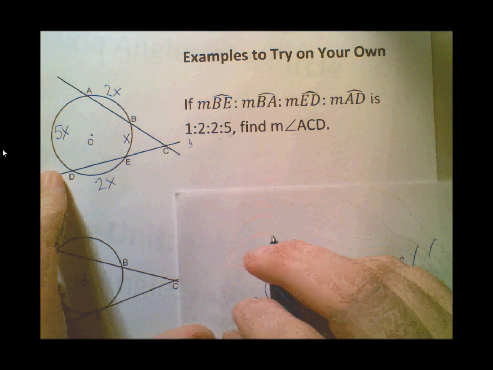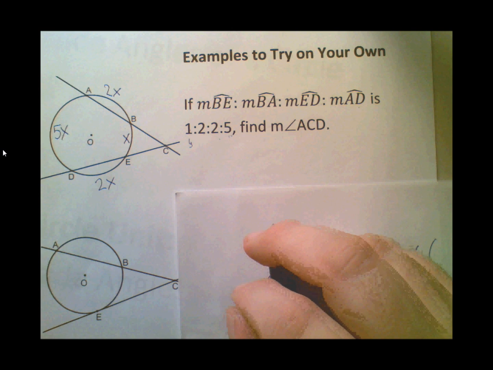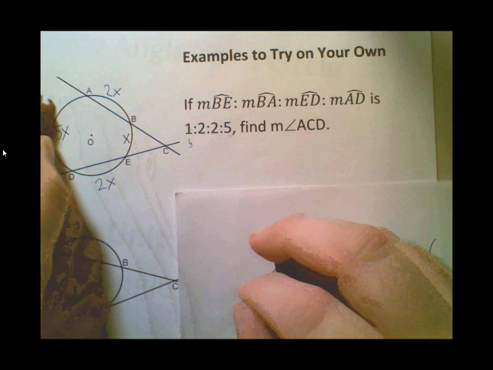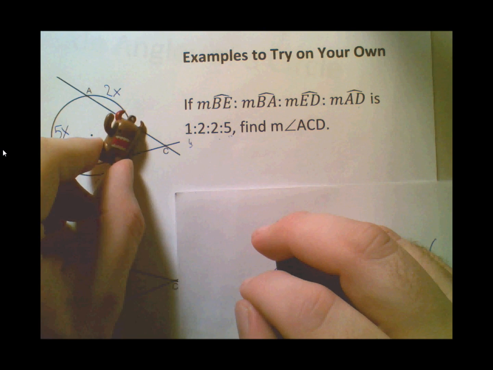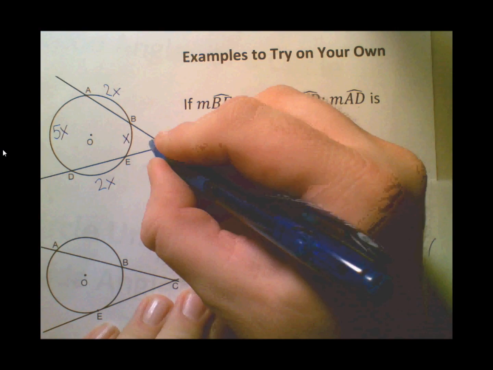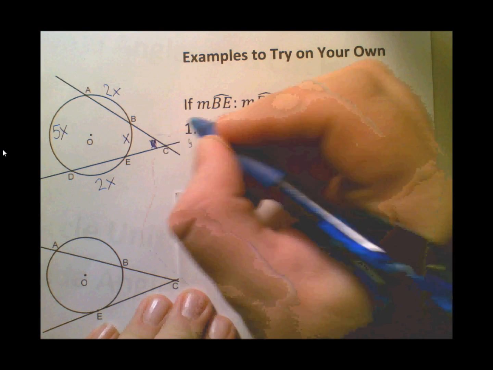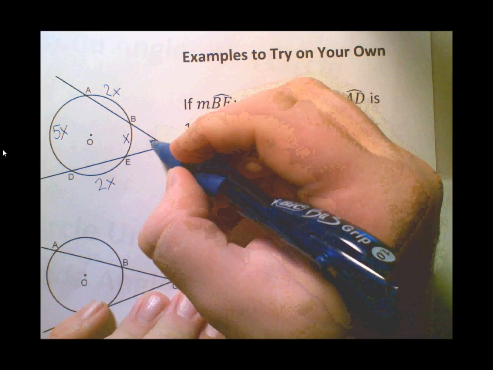Now, the only one that Domo cares about is the one on the outside and the inside. We're trying to get to that angle. We can't put an x because we already have something there. So let's just call this y for right now.